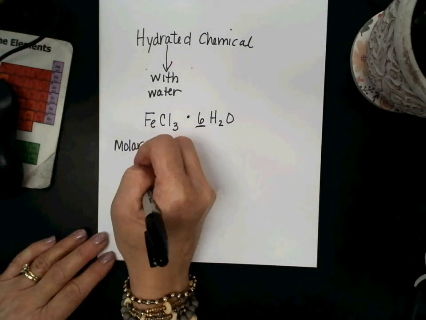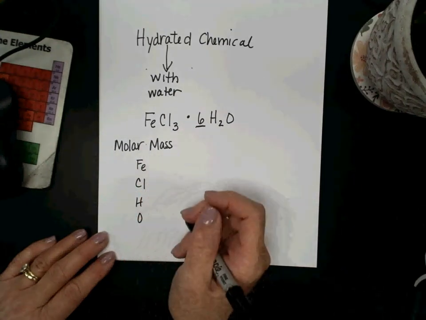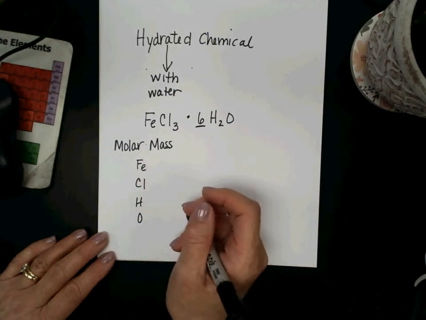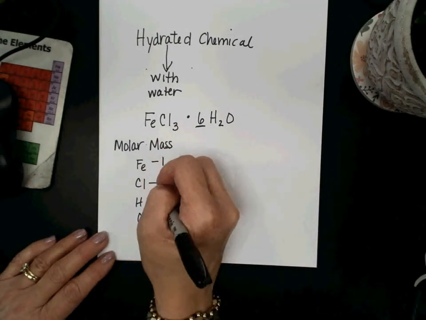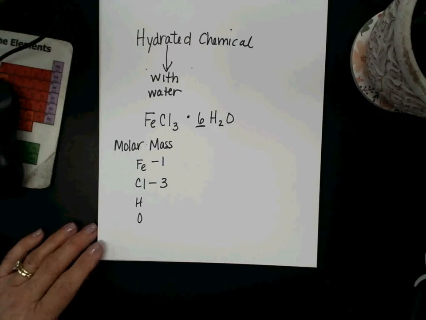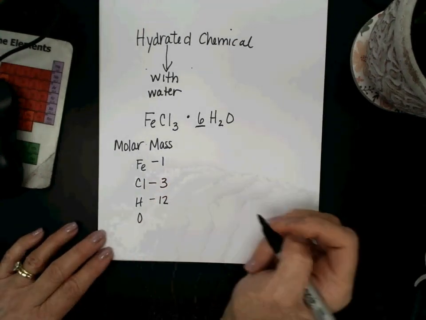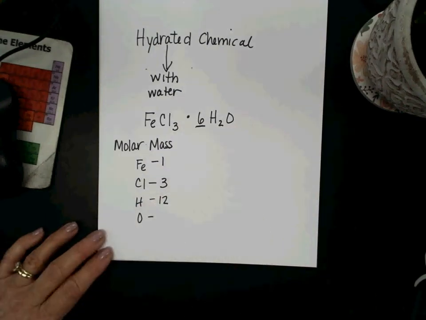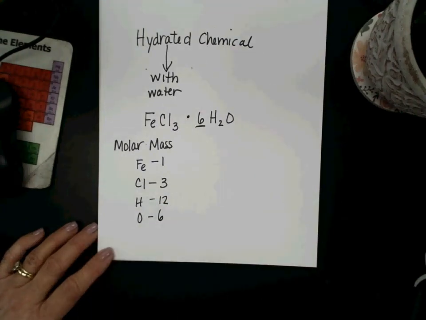So I still list them out, Fe, Cl, H, and O, but I have to keep it in mind when I go through to calculate my mass. So iron I have 1, chlorine I have 3, Marty, how many hydrogen do I have? 12. And I have how many oxygen? Lexi? 6. And then I just go through and I fill in my molar masses.